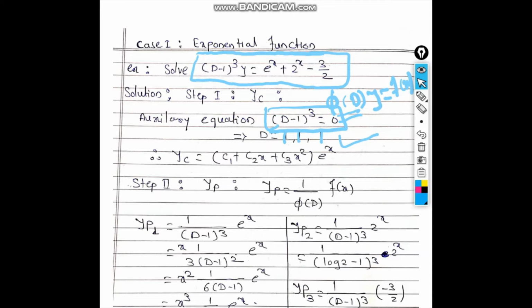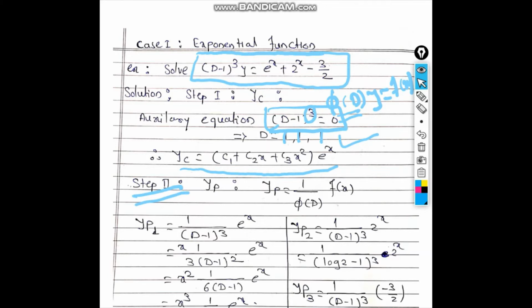Okay, so for a repeated root, we know the complementary function is written like this: (c1 plus c2 x plus c3 x square) into e raised to x. The number of constants appearing in the complementary function is equal to the order of the differential equation. Right now it is a third order differential equation, so it has three constants, c1, c2, c3. All constants appear in the complementary function only. There is no arbitrary constant in the particular solution. The particular solution is free from arbitrary constants.